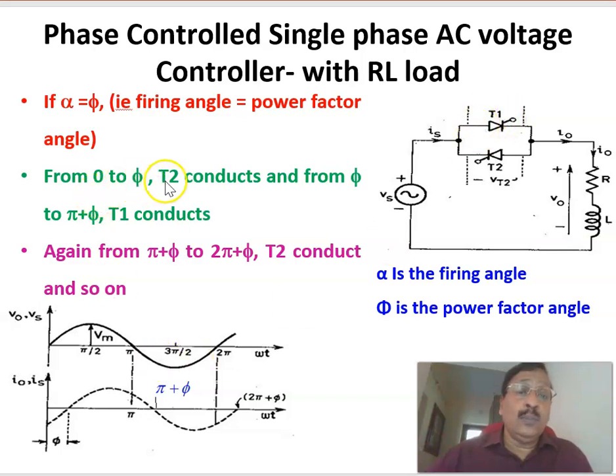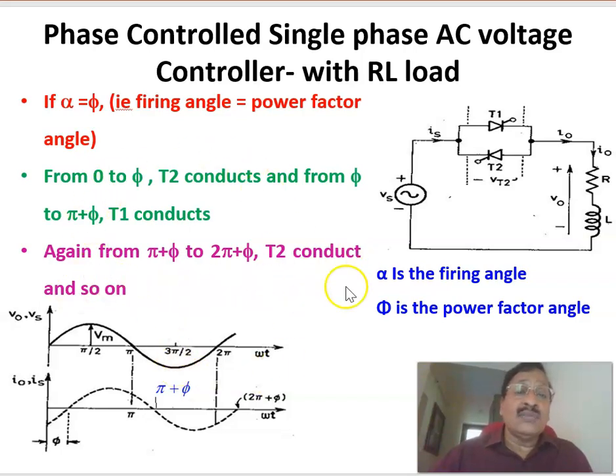So from 0 to pi, T2 will be conducting. From φ to pi plus φ, T1 will be conducting. Again from pi plus φ to 2 pi plus φ, you can say the current is negative. Then T2 will be conducting, T2 conducts, and so on.